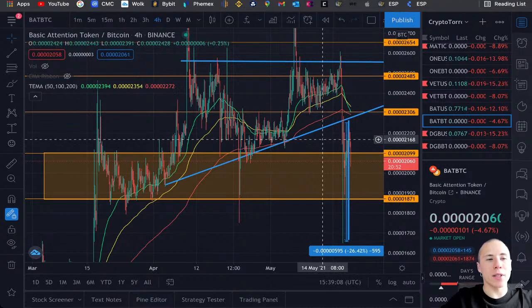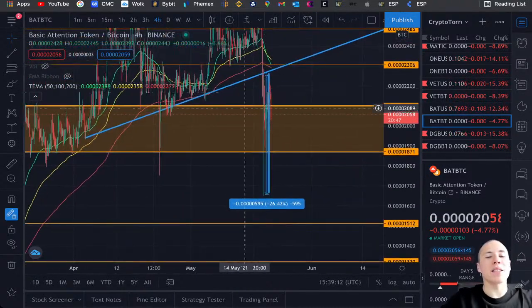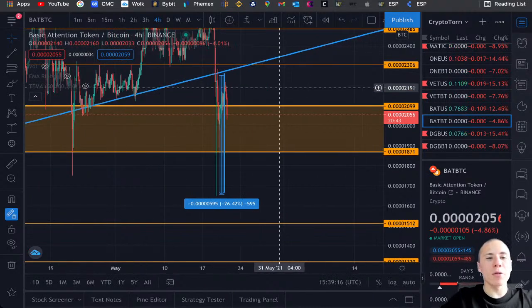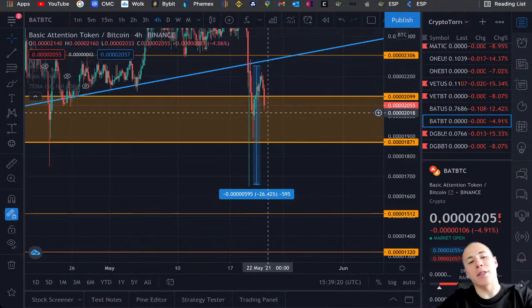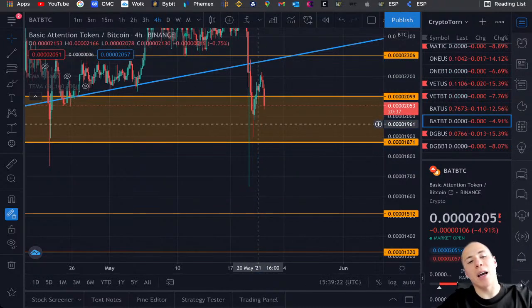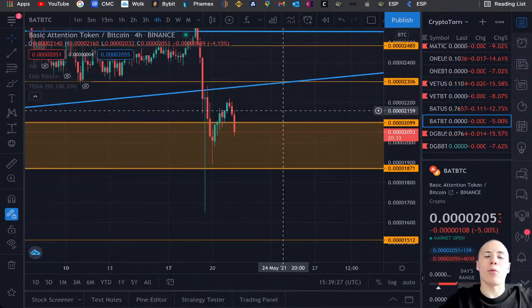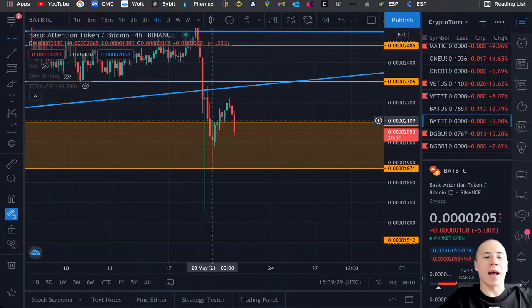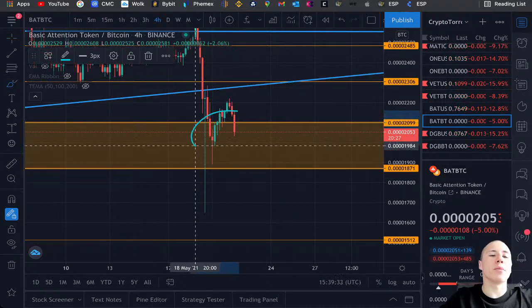And yes, what we are seeing on the basic attention token chart is this massive breakout towards the downside, as I was talking about during my video on basic attention token. And yes, I am glad we are still above and inside of the orange bags, because this is a major level of support and resistance.